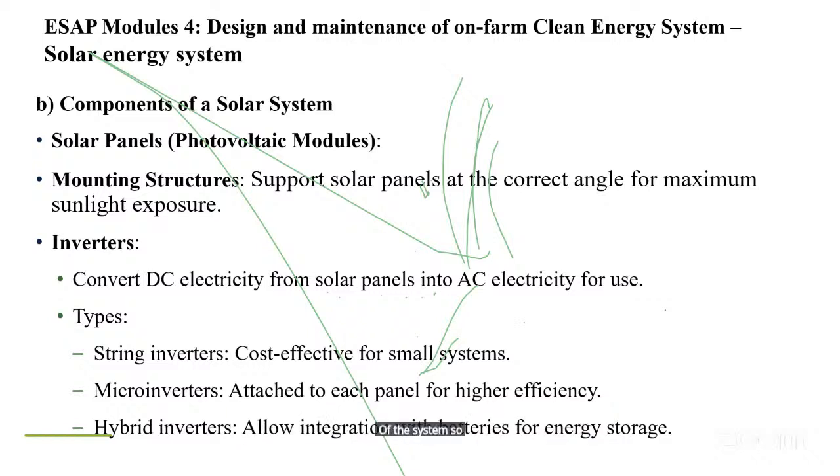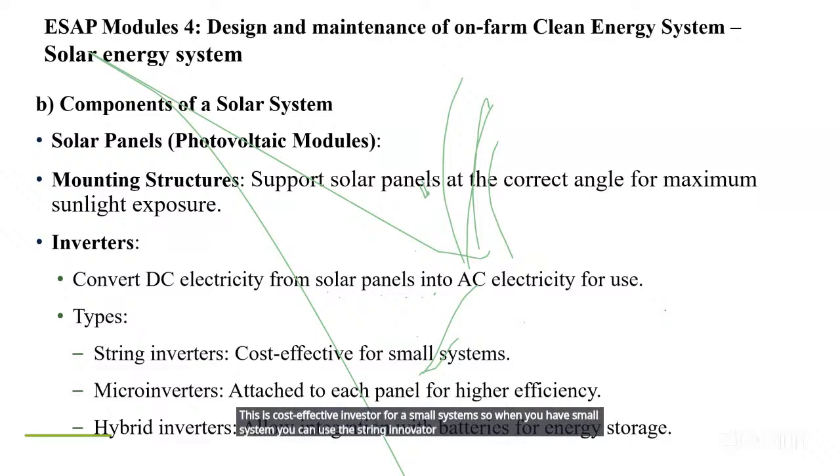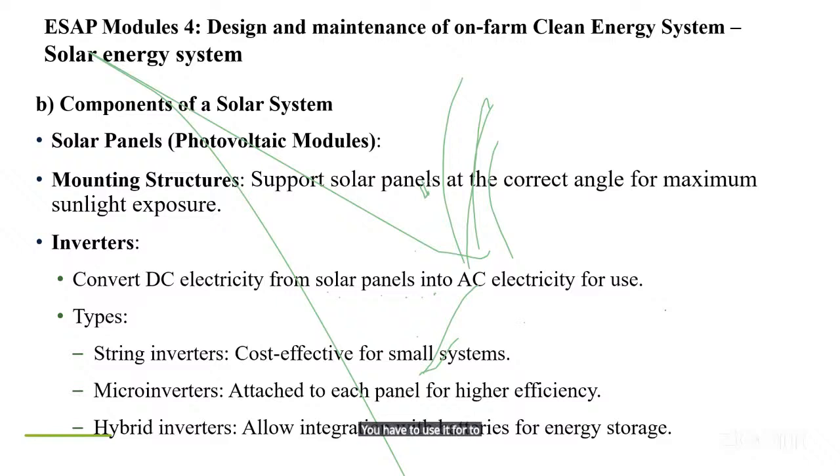So we have about 3 types of inverters. The first one is a string inverter. This is cost-effective inverter for small systems. So when you have small system, you can use the string inverter. But we have also another type, the micro inverters. The micro inverters are mainly used when it comes to advanced systems, where you have to use one on each panel for high efficiency. And finally, we have the hybrid inverters, which are the most used.